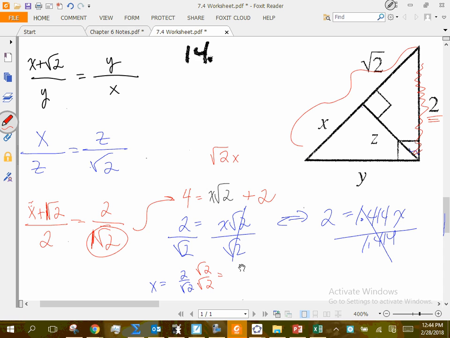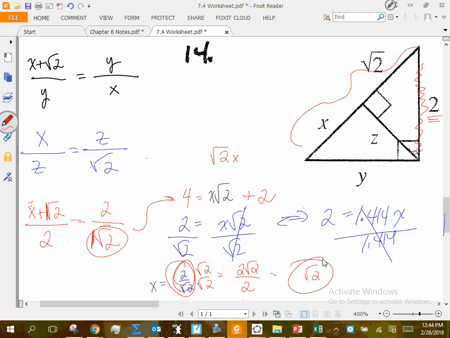Multiply by that version of 1. So it gives me 2 radical 2 over 2, right? What do you notice about those 2's? Can I write this as 2 over 2 times radical 2? And 2 over 2 is the same thing as 1, right? Won't they cancel? So that number right there, 2 divided by radical 2, is the same thing as radical 2.